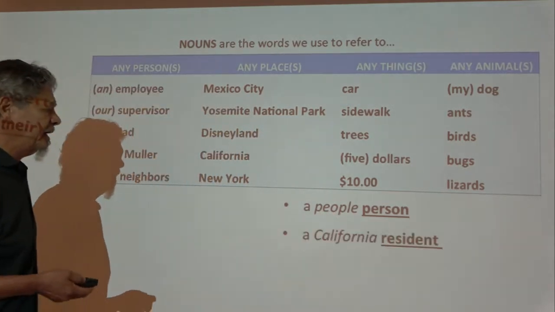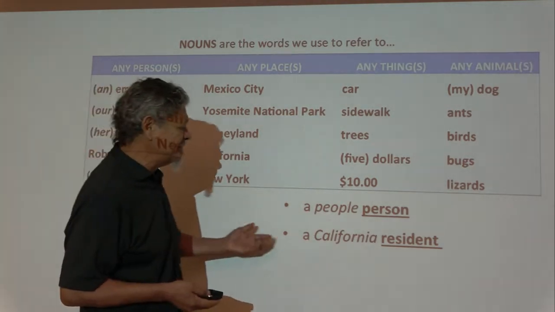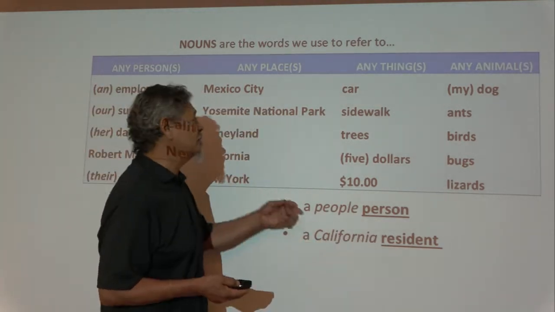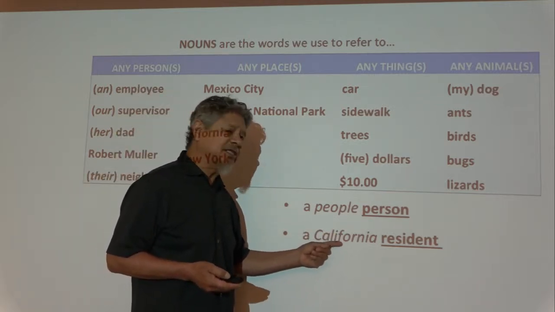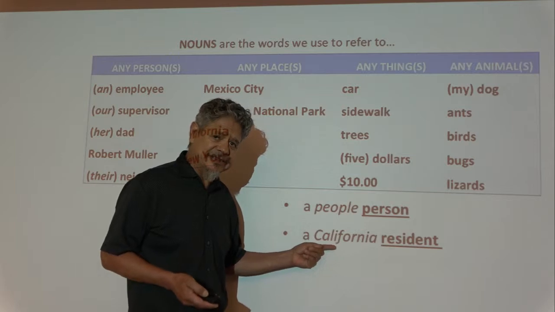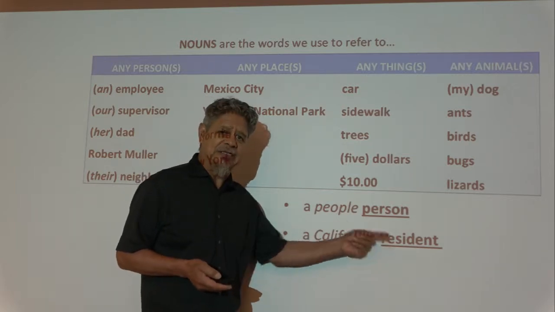And I have three other examples. We have a California resident. California would normally be a noun, but not here. It is telling us that this person is not an Arizona resident. He is a California resident.